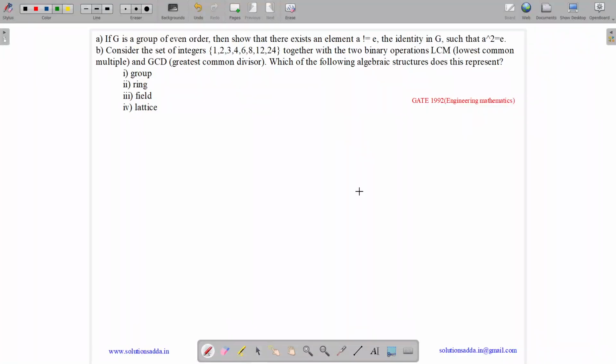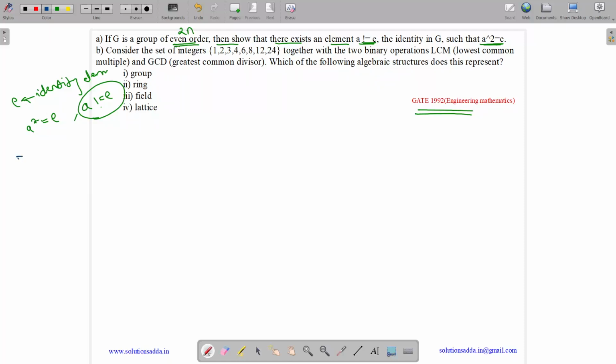This question belongs to the engineering mathematics subject and was asked in GATE CSE 1992. The question states: if G is a group of even order, meaning it has an even number of elements, say 2n elements, then show that there exists an element A which is not equal to E, where E is the identity element in G, such that A square equals E. So if E is the identity element of the group, we need to show that there exists an element A such that A square equals E, where A is not the identity element, which means A is anything apart from the identity element.